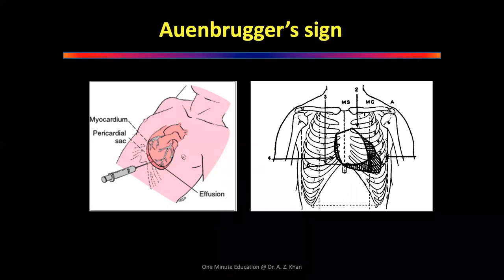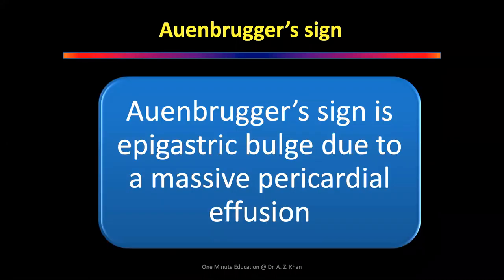Yes, sir. Okay. This is called Ewart's sign. What happens in this sign is there is an epigastric bulge due to a massive pericardial effusion. It's a way of diagnosing pericardial effusion when you don't have access to an echocardiogram. If you feel in the epigastrium, you see a bulge because the pericardium bulges into the epigastric area. When you're trying to aspirate a pericardial effusion, the sign helps you to direct your needle into that area. Okay? All right. So it's a sign of massive pericardial effusion.